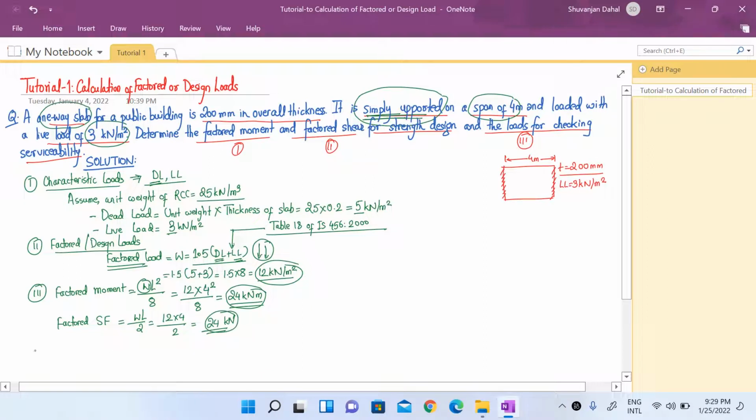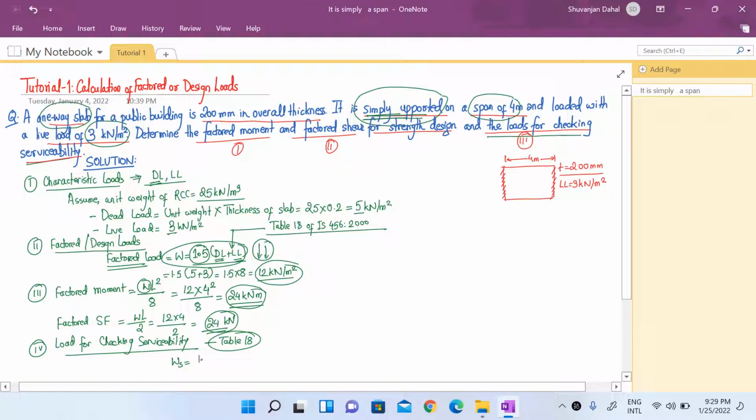Now, one final thing to calculate is the load for checking serviceability. So how do we calculate the load for checking serviceability? For this, we will again see table 18 of IS 456, and we know that if we have used this load combination here for determining the factored loads, for the serviceability condition this partial factor of 1.5 will be changed to 1 only. Since our load combination for serviceability condition WS is represented by 1 dead load plus live load, the factor of safety is 1. So 1 into 5 plus 3 is given as 8 kilonewton per meter square.